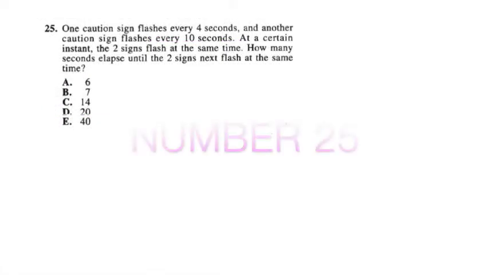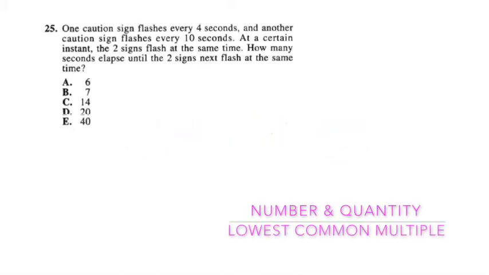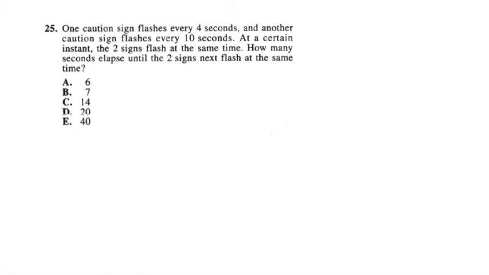Number 25 is a number and quantity question. We're dealing with lowest common multiple. One caution sign flashes every 4 seconds, and another caution sign flashes every 10 seconds. At a certain instant, the two signs flash at the same time. How many seconds elapse until the two signs next flash at the same time?